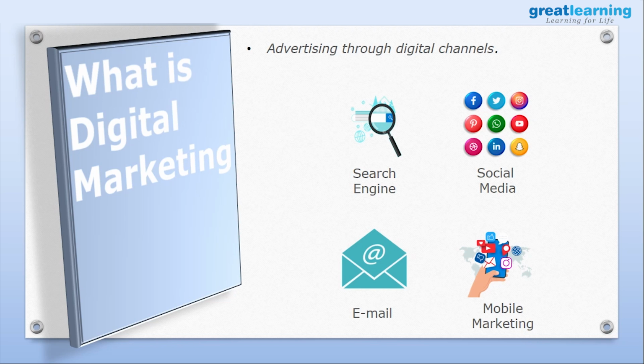Then we have mobile marketing. Services like SMS, WhatsApp, or any other application people use on their mobile phones can be used to advertise our products. So to summarize it all, this is exactly what digital marketing is. Advertising through digital channels, and there are so many channels out there. There are search engines, social media, email, and mobile marketing, and many other platforms.